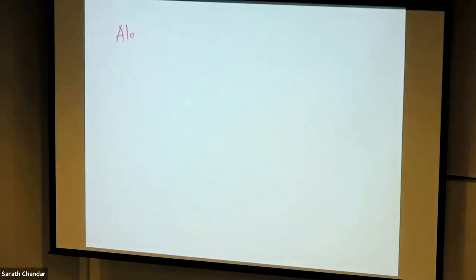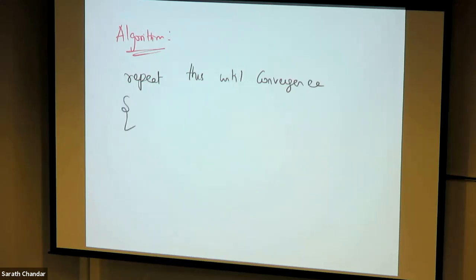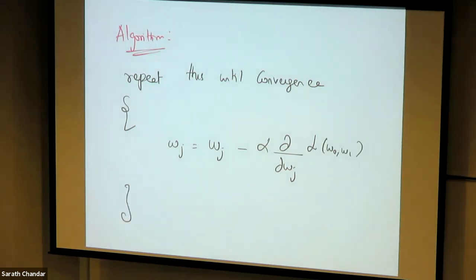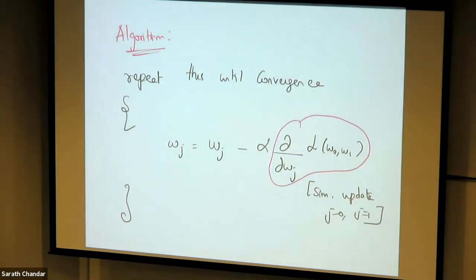So this is what the algorithm would look like. I'm going to repeat this process until convergence, okay? The process is very simple. Wj is equal to Wj minus alpha times dou by dou Wj of the loss function. And you are simultaneously updating for j is equal to 0 and j is equal to 1. So what am I doing here? First, I'm computing the derivative of the loss with respect to my parameter. That is going to tell me the slope, but it tells me the positive slope, so I should take a step to the opposite of that. That's why I have the minus symbol here, okay?